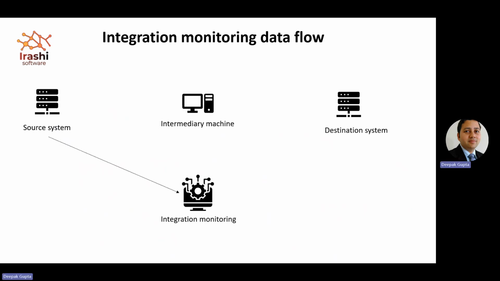Whenever a source system does some trigger, it sends out a message to the integration monitoring system, so they know that there is some activity on the source system. It's going to send a message, then sends out a message, say M1, to the intermediary system. This intermediary system again sends a flag message to integration monitoring. And then when this message flows to the destination system, again one message comes to the integration monitoring.